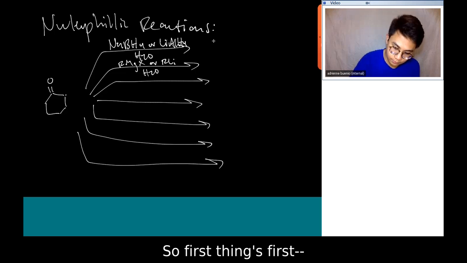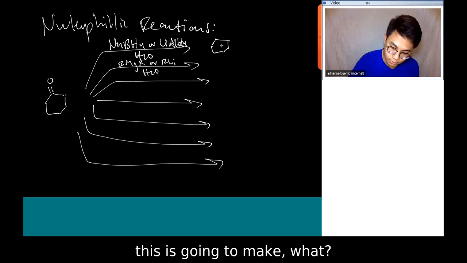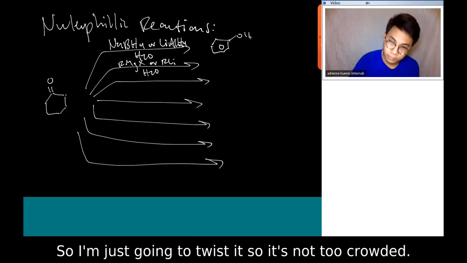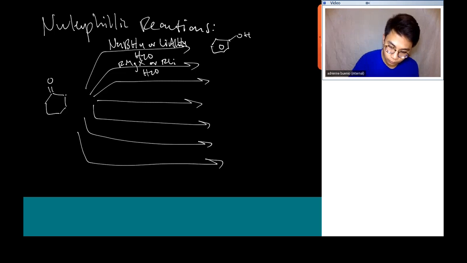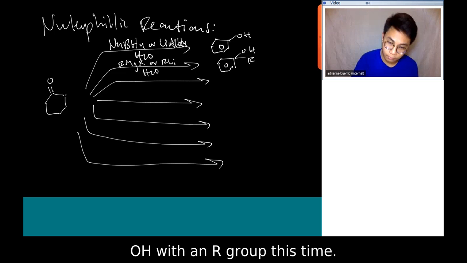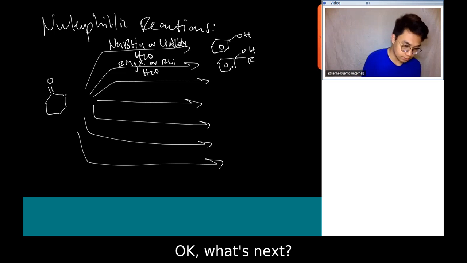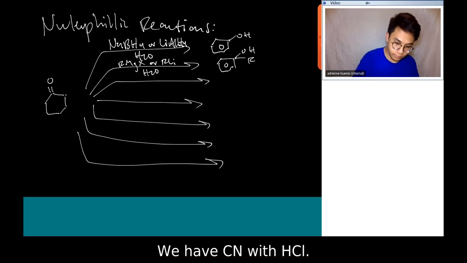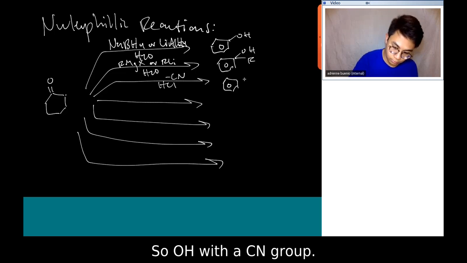So first things first, this is gonna make what? Just an OH. So I'm just gonna twist it so it's not too crowded. And same thing over here, OH with an R group this time. Okay, what's next? We have CN with HCl. So OH with a CN group, right?